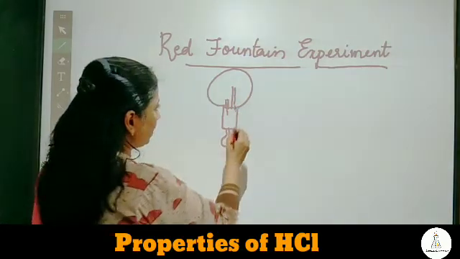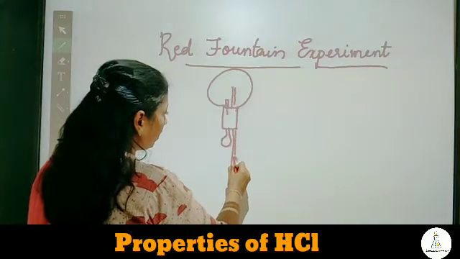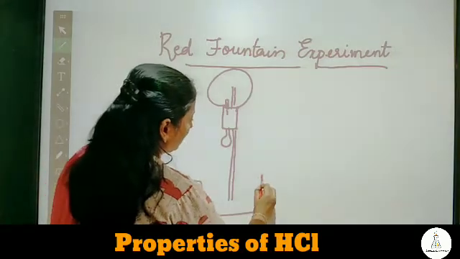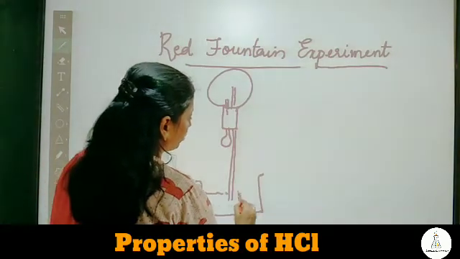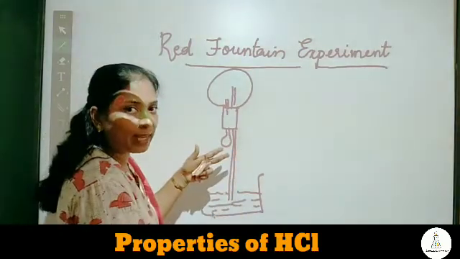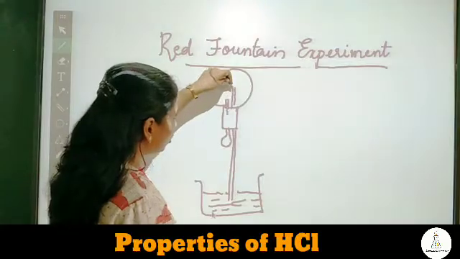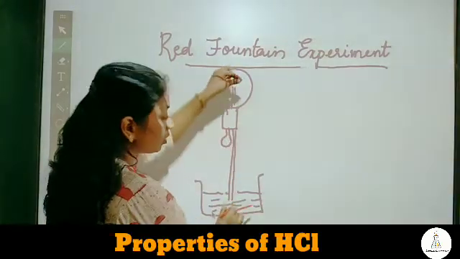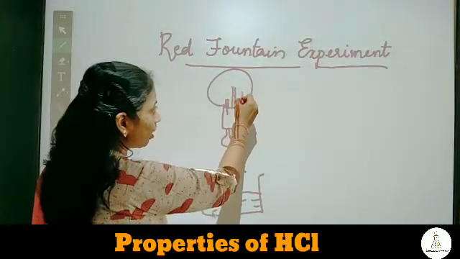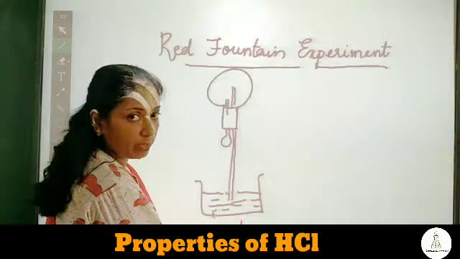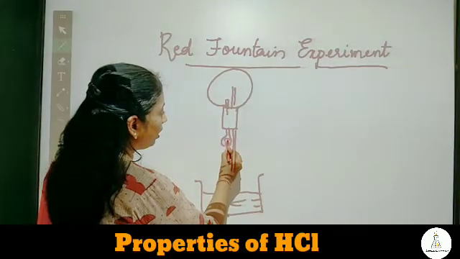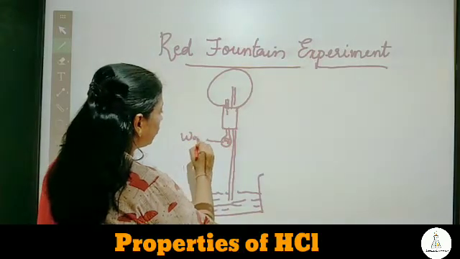We have a round bottom flask, and in that round bottom flask, the cork is fitted to a jet tube. What do you mean by a jet tube, children? A jet tube means it is open on either side. Both sides are open. So a jet tube is connected to the round bottom flask and the trough below. And also we have a glass dropper containing plain water.